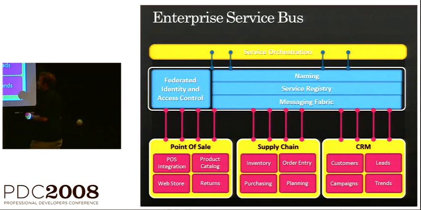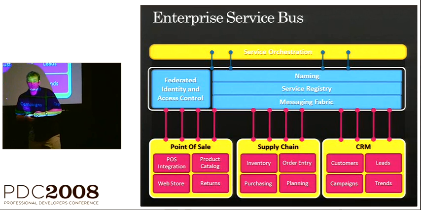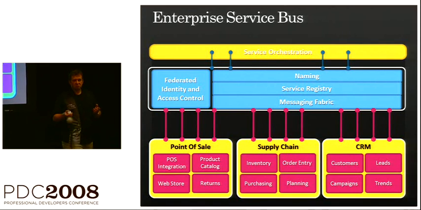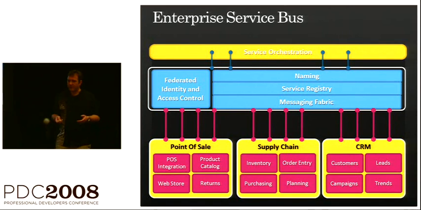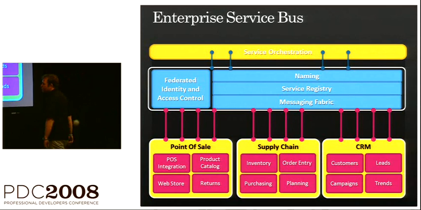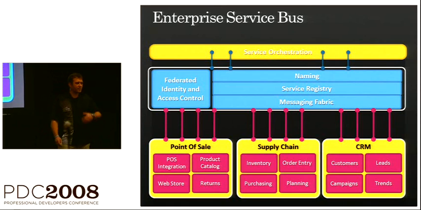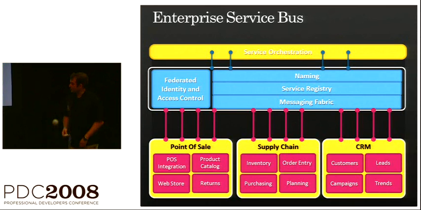So we have federated identity and access control, and that's provided in many enterprises by Active Directory or other identity and access control systems. We have naming and service registries, which may be provided by Active Directory, may be provided by UDDI services, may be provided by something that you just build yourself.